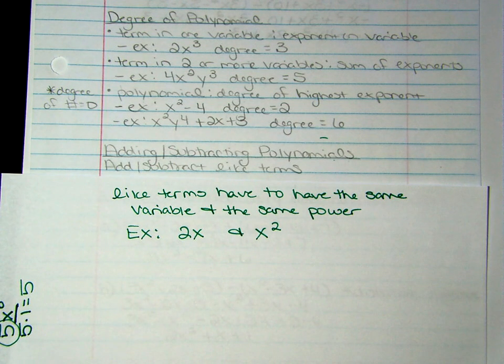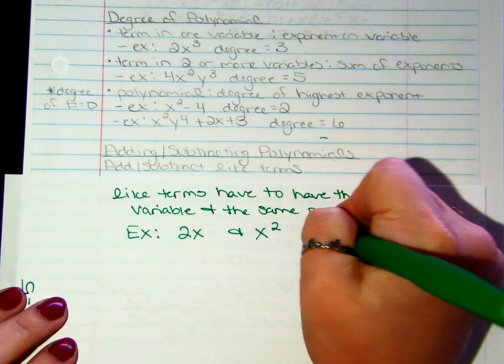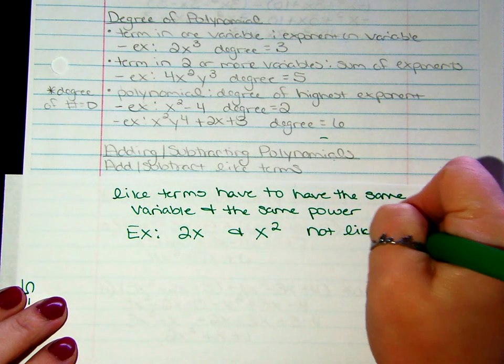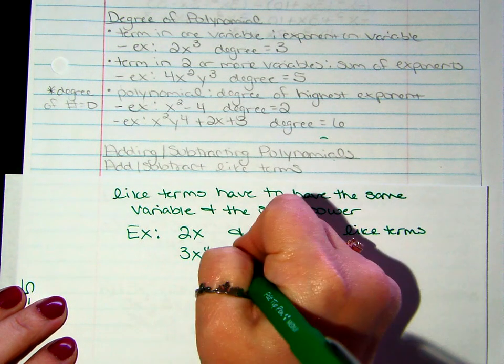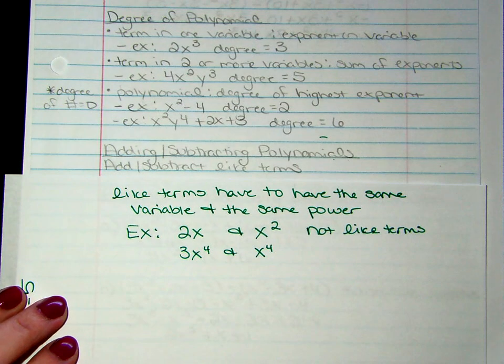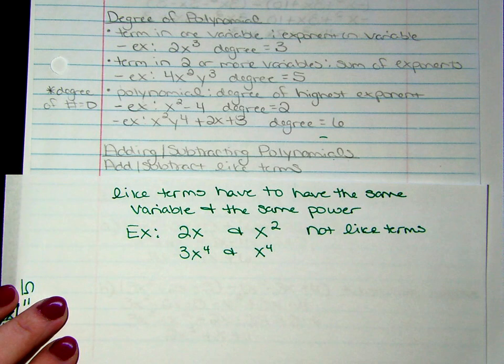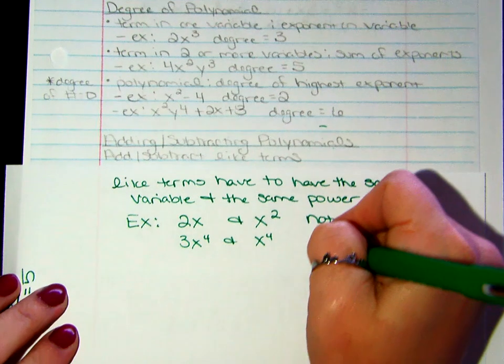2x and x squared. These both have the same variable, but they do not have the same power. We could not add or subtract these together any further than what they already are because they do not have both. So these are not like terms. If I had 3x to the fourth and x to the fourth, I can combine those because they do both contain x's to the fourth. And so I could combine those further. So these are like terms.